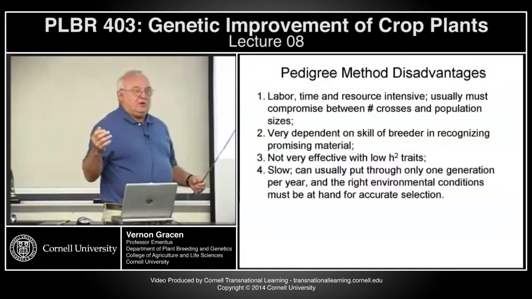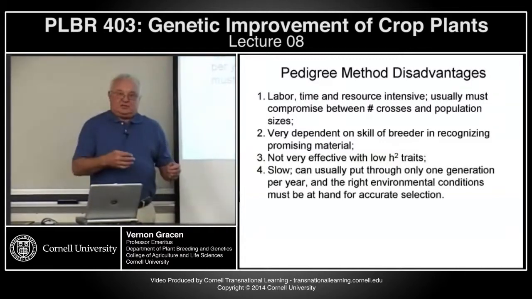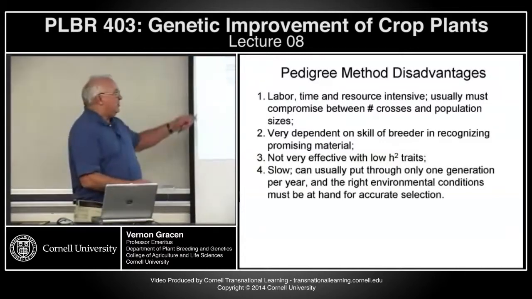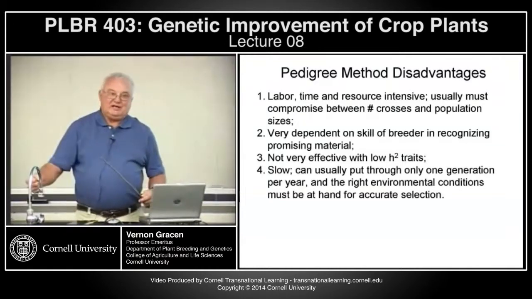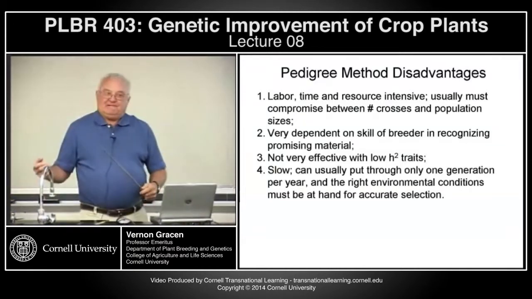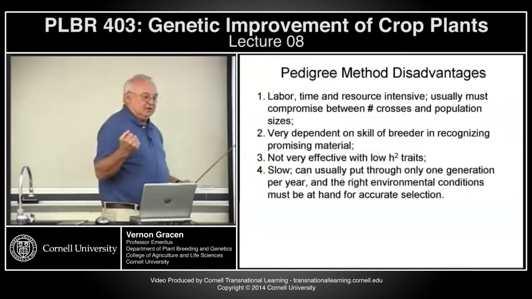And there are other people that can spend a lifetime looking and selecting plants and finding out that when they finally go through to replicated yield trials where you're actually quantitatively measuring yield, they just didn't make the right selections, you know.